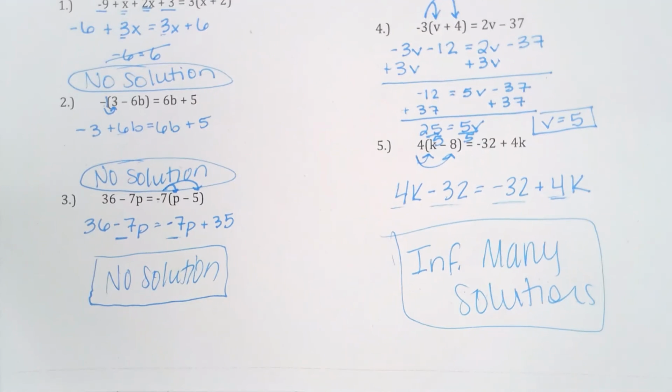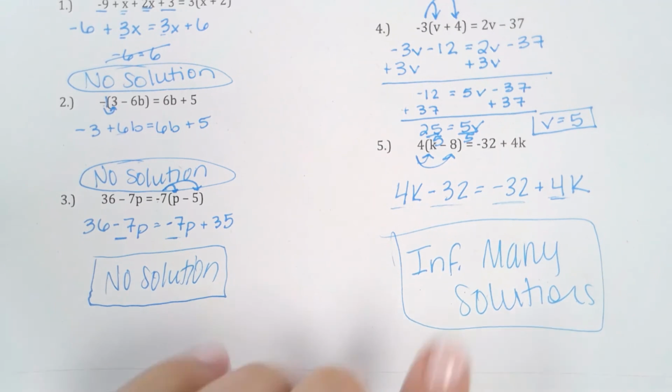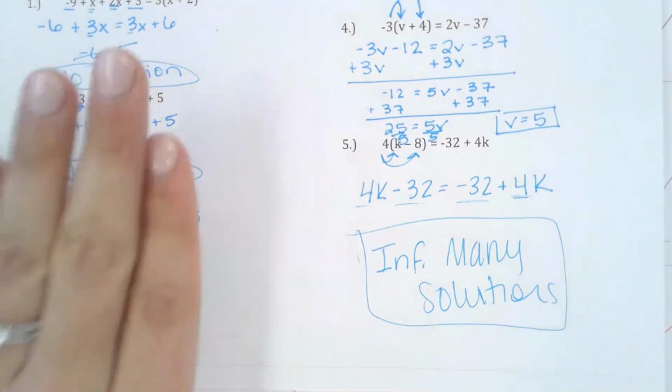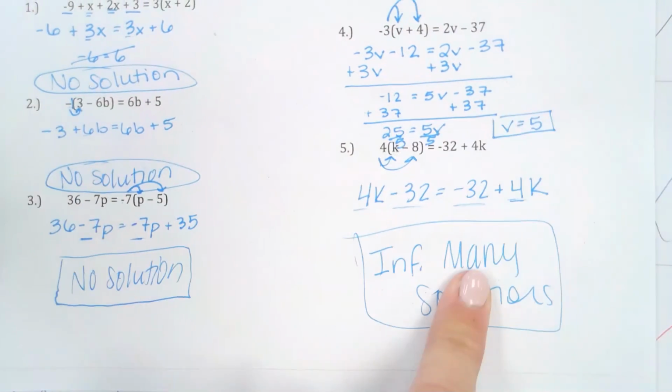Okay, so this was just a basic review over what types of solutions that you can get. It's important that you can look at a simplified equation and know whether you're going to get no solution, one solution, or infinitely many solutions.